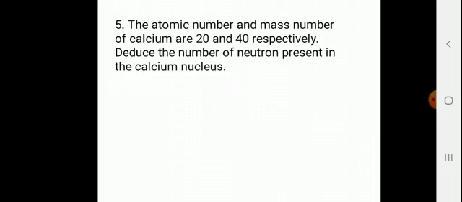The atomic number and mass number of calcium are 20 and 40 respectively. Deduce the number of neutrons present in the calcium nucleus. So atomic number of calcium is 20 means number of protons are 20. Now can you tell me number of electrons? Naturally 20, because in order to make the atom electrically neutral, positive and negative charges should be balanced. So 20 protons means 20 electrons. Now we have to calculate the number of neutrons, and how to calculate it? Let us see.